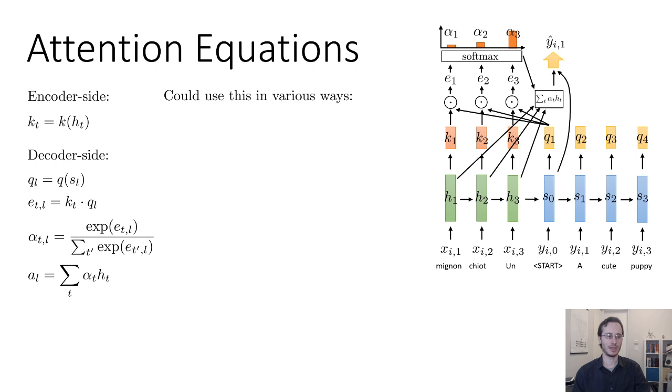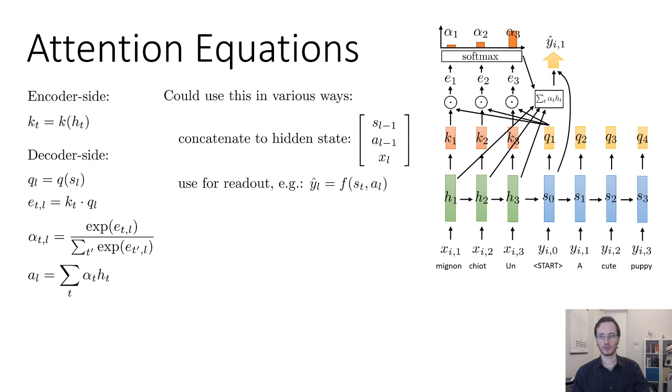And then you could use this A_l in various ways. You can concatenate it to the hidden state to give to the next time step of the decoder. You could use it for the readout, so you have some function that produces y hat based on S_t and A_l. Or you can concatenate it as input to the next RNN layer if using a stacked RNN, like that seq-to-seq example that had 3 stacked layers. So these are all reasonable choices.